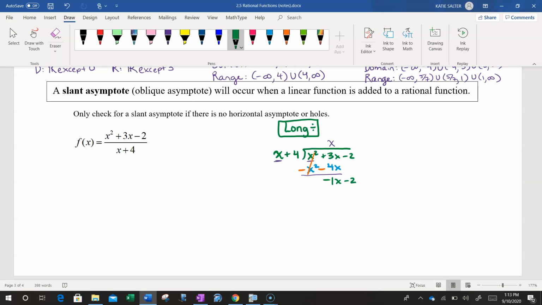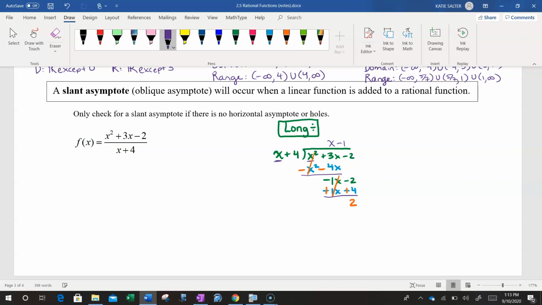What would we multiply x by to get negative 1x? Negative 1. So negative 1 times x is negative 1x. And negative 1 times 4 is negative 4. Again, the next step is to subtract, so we're going to change those signs. These cancel like they should, and negative 2 plus 4 is 2.